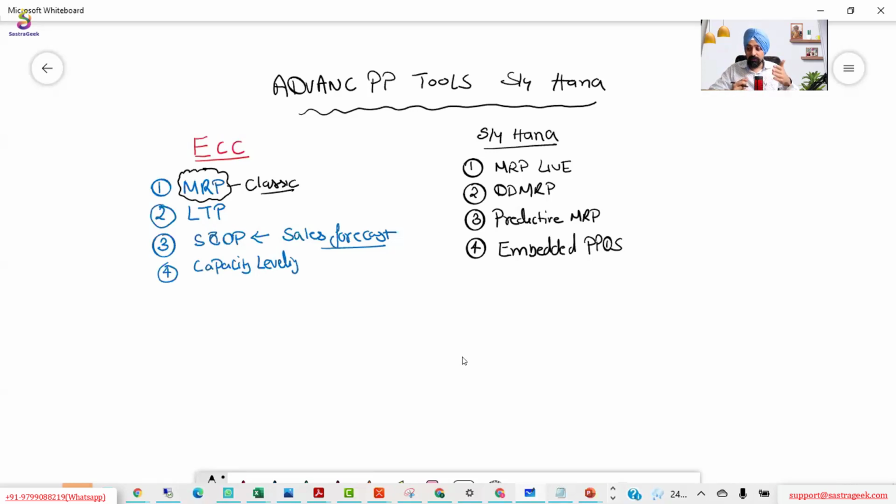Okay, MD01, MD02, MD03. If you know the MRP, now we have MD01N, where we will be able to handle multiple things in a single transaction which we are not able to handle with MRP. And a lot of Fiori applications have been added in MRP Live. The outcome would be the same. What MRP does, MRP Live would also be doing. The outcome would be the same, but it would have additional features and very high performance.